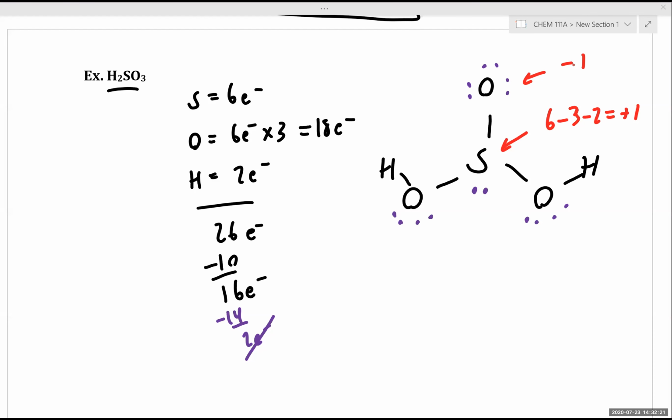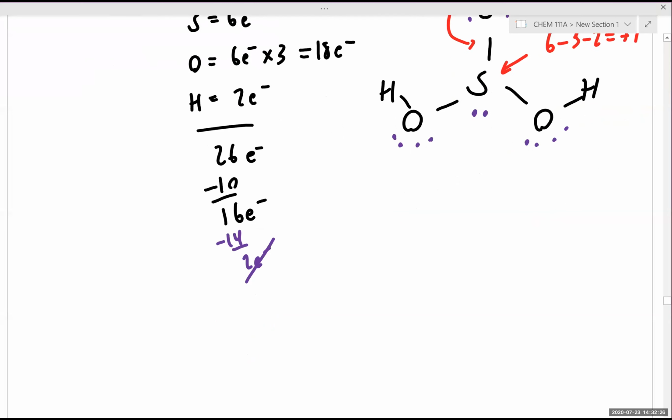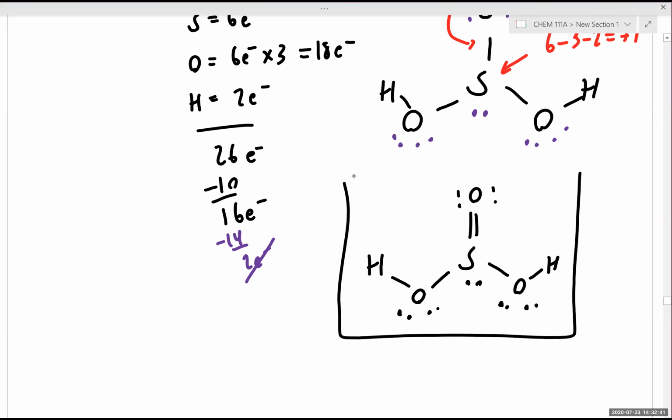We form a bond between oxygen and sulfur. That in turn gives us the following Lewis structure, again invoking an expanded octet in this case. Does this example make sense to everyone? Perfect.